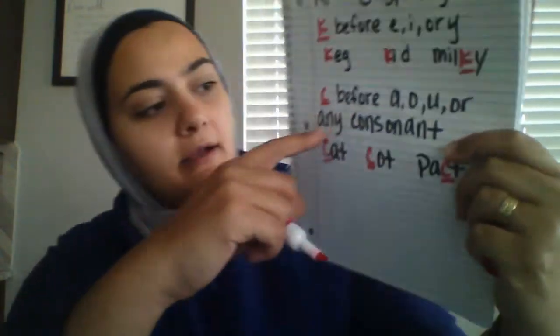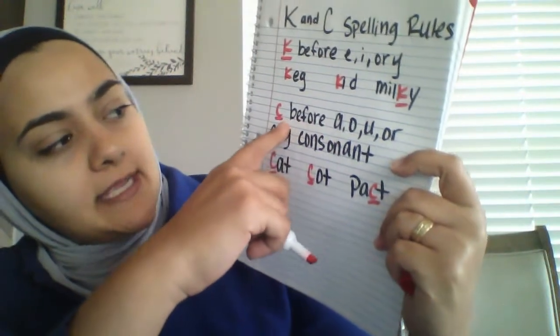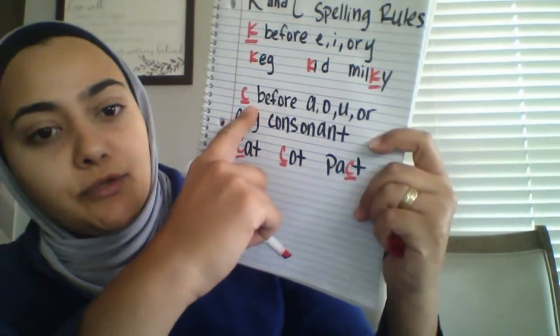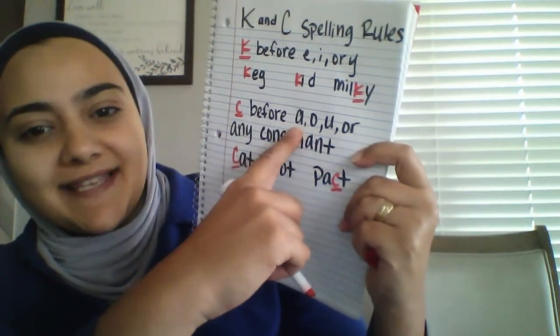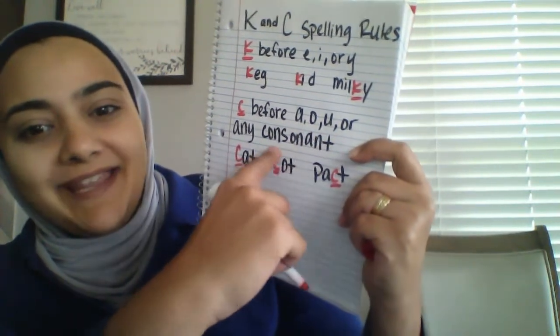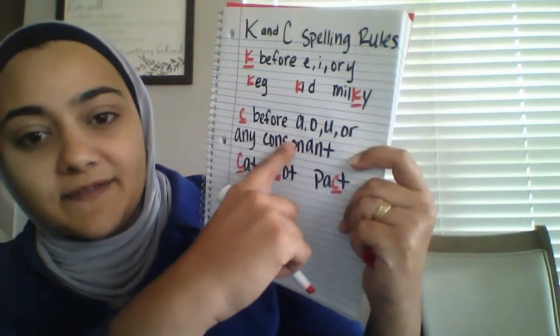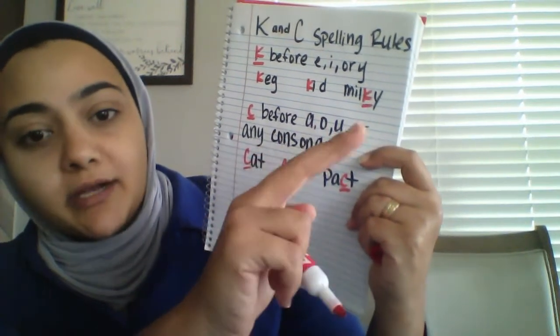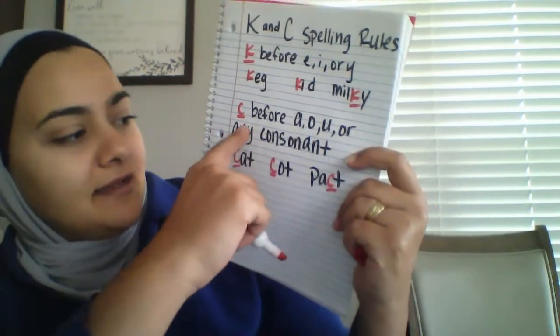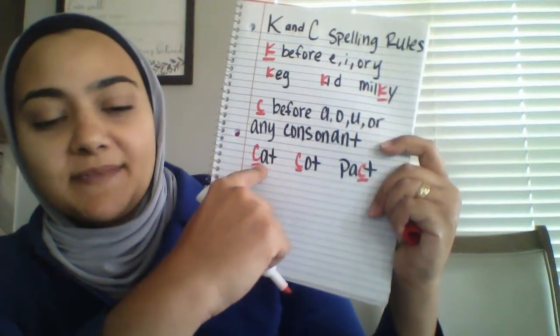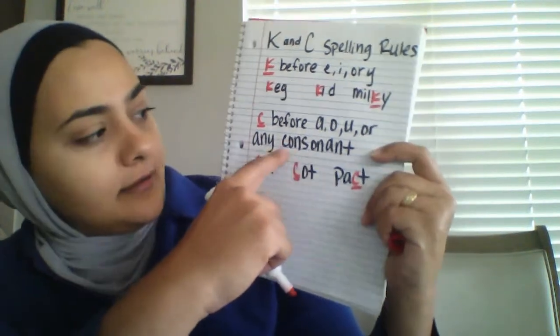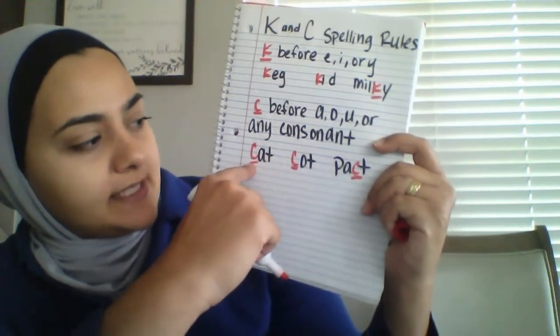And then you spell with a C if the sound is k and the letter after it is A, O, U, or any consonant. If it's either A, O, or U, or any consonant, then you use a C. Like in the word cat. What comes after the k sound? A. So you use a C.